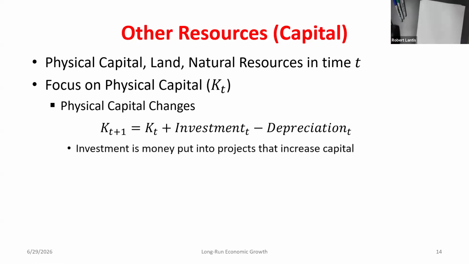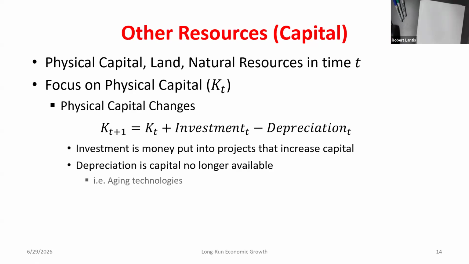So, as we make investments, that increases capital, and that should increase real GDP. If we have high levels of depreciation, our old capital is worn out, we're no longer able to use it, that decreases capital and therefore decreases real GDP. So that's why we're subtracting out depreciation there. So aging technology is a good example of this, right?